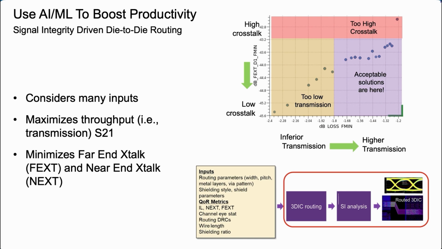Now that we have an extracted HBM routed design, let's look at design optimization using AI and ML. We can use 3DIC Compiler's built-in AI engine to find routing parameters that will maximize throughput and minimize far-end and near-end crosstalk. The chart on the upper right shows our solution space. On the left side, we have low crosstalk, but the transmission is too low. On the upper right, we have high transmission, but the crosstalk is too high. The purple area contains the acceptable solutions, and we will use AI to find an optimal solution for our prototype.